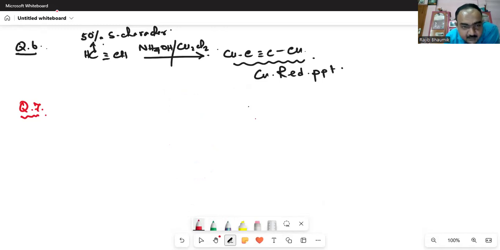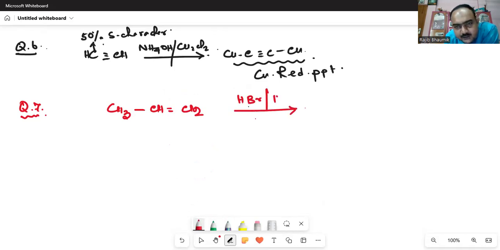Propene is treated with HBr in peroxide. It is anti-Markovnikov addition. Propene, CH3, CH double bond CH2, with HBr and H2O2. This is an anti-Markovnikov addition, so this will give us CH3, CH2, CH2, Br. So question number 7 is over. You should refer to NCERT. This is the Kharasch effect.